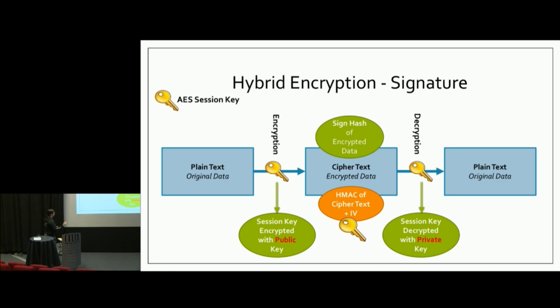But now, because we have that hash, we can then use the original sender's public key to verify the digital signature. So if that comes back as true, we know it was actually Alice that sent the message and not some other person.